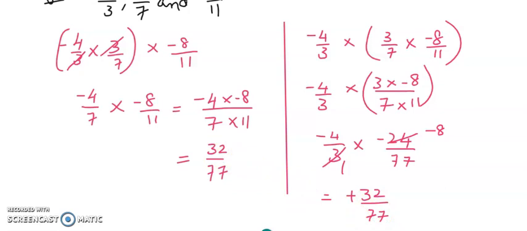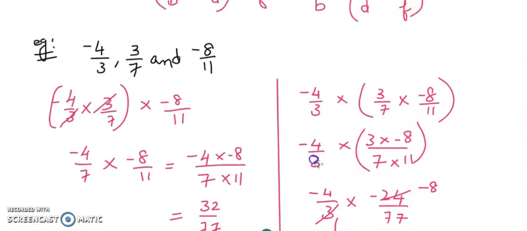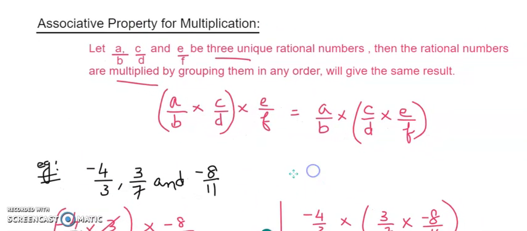Are we getting the same answer? Yes. So, associative property, again, I'm repeating, it deals with multiplication or addition of three rational numbers. You group the rational numbers in any order, you'll get the same answer.